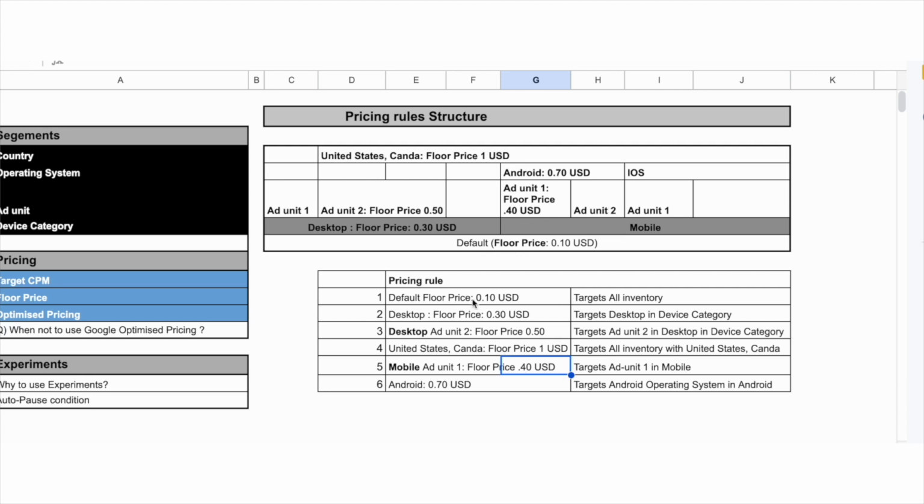And here I've just provided a CPM for ad unit 1 in mobile. So here also we're combining ad unit 1 and mobile, and lastly we are providing a CPM of 0.70 for Android. Here we are targeting operating system Android, and not Android and mobile. So this is the 6 pricing rules that covers this structure.